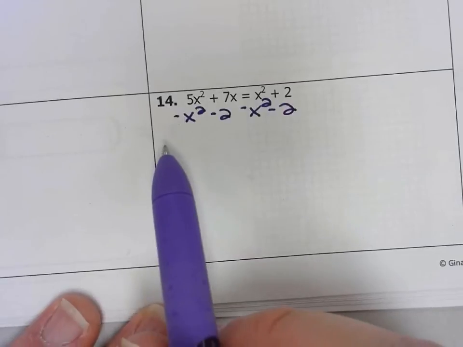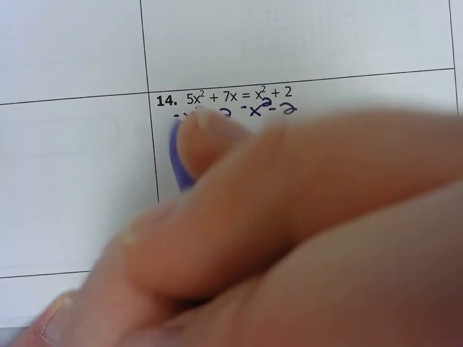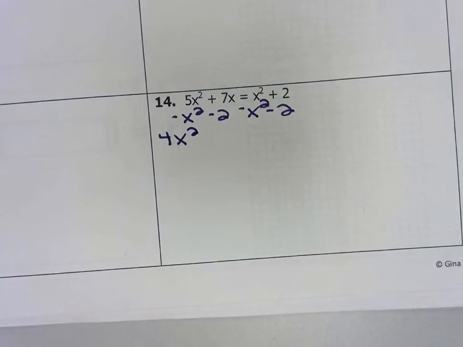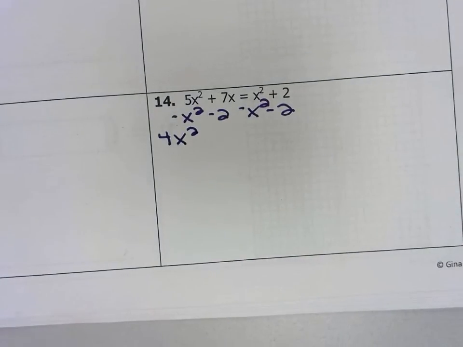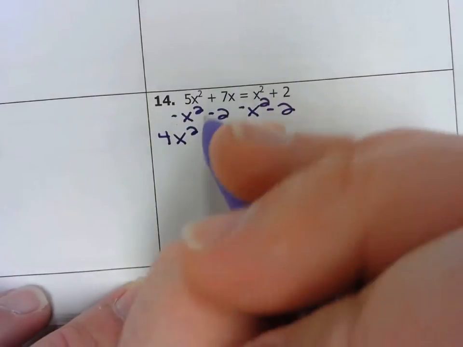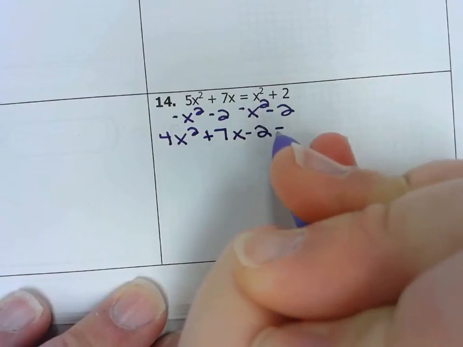As you write your left side, make sure you write it in standard form. So start with your x squared. What's 5x squared minus x squared? 4x squared. Now I'm looking at my x. Can I actually do 7x minus 2? No, because they don't have the same term. So it's just going to be plus 7x minus 2 equal to 0.